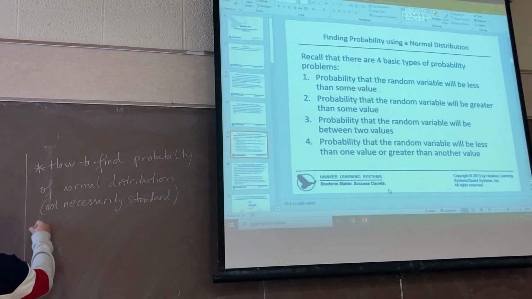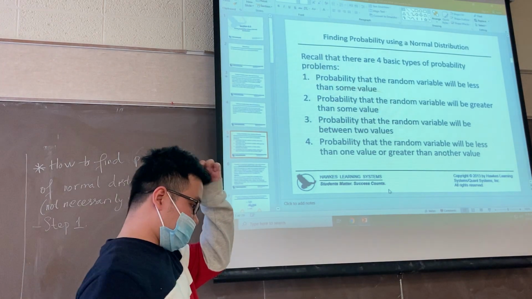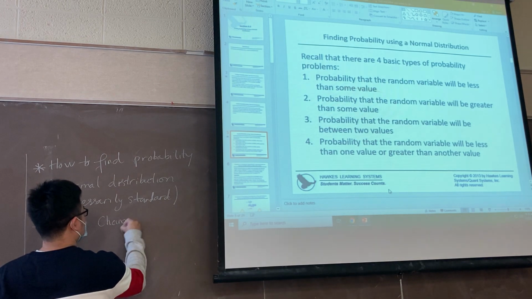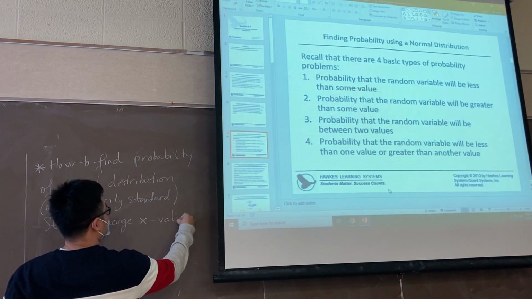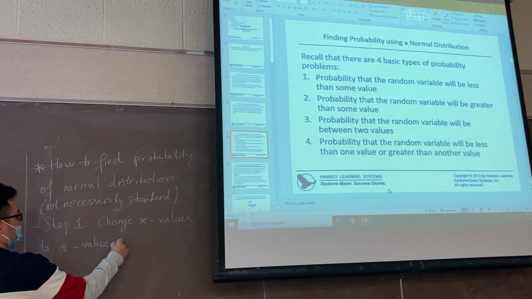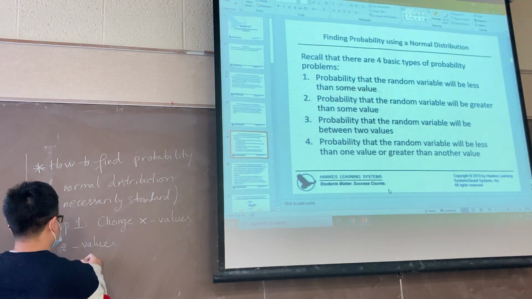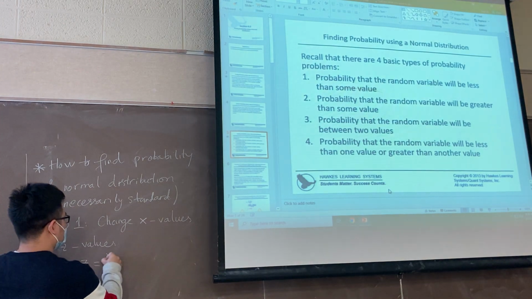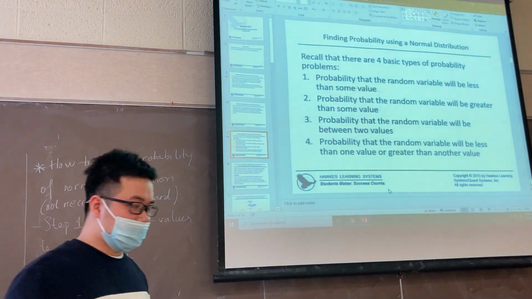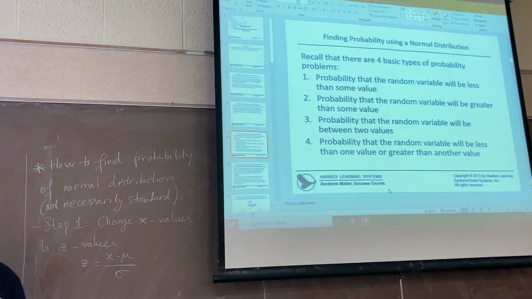Okay. The first step was step 1. Step 1, you need to change the x values to the z value. You know this from the section on sigma. How to do that? You will use the formula z equals x minus mu over sigma. We use this formula to change from x value to z value. That is the first step.